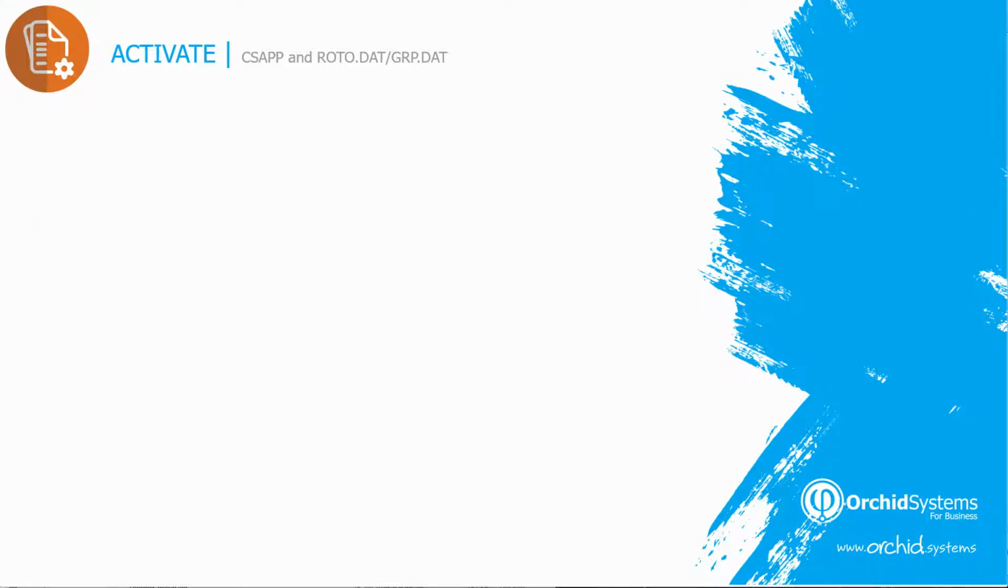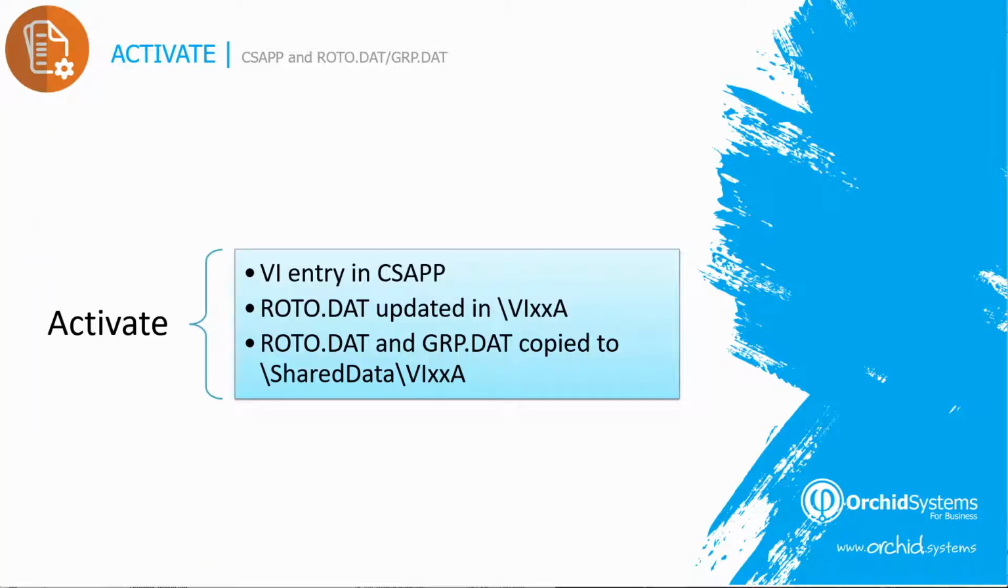We have seen after activating that the VI entry is created in the CS app table of the current company. Roto.dat was updated in the programs directory VIXXA, and the roto.dat and group.dat was copied to the shared data VIXXA directory.